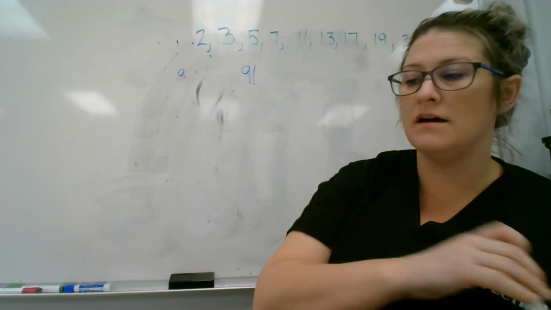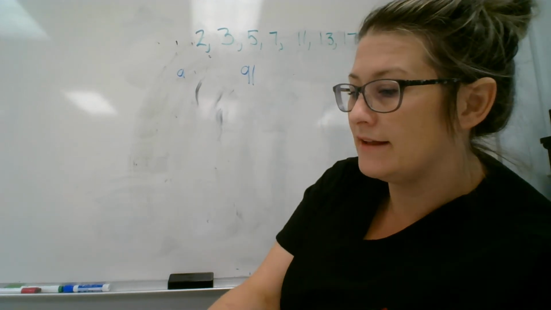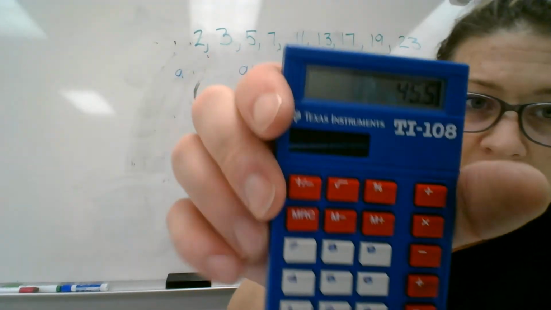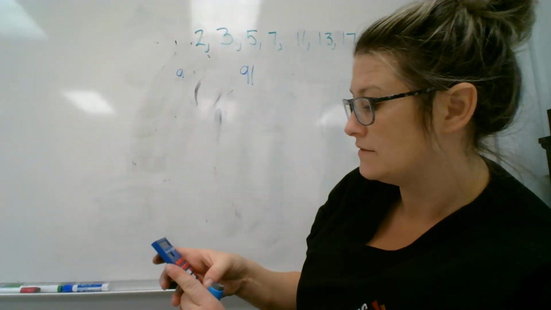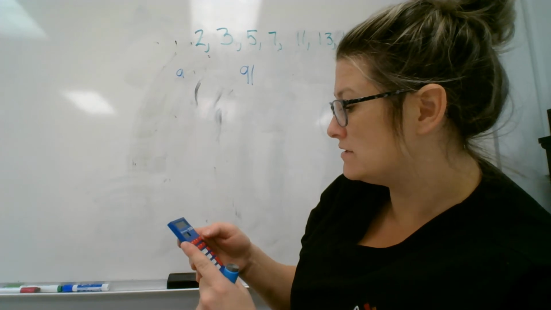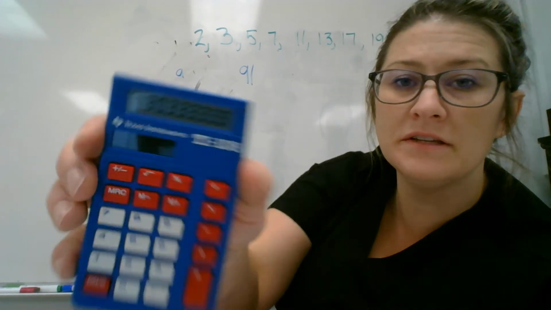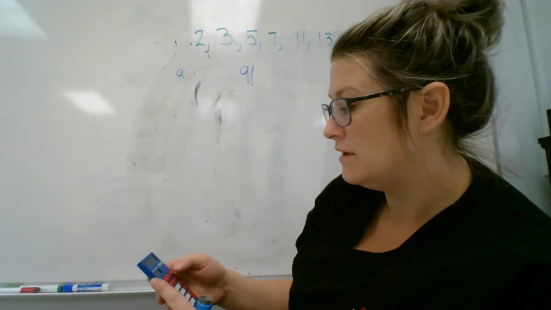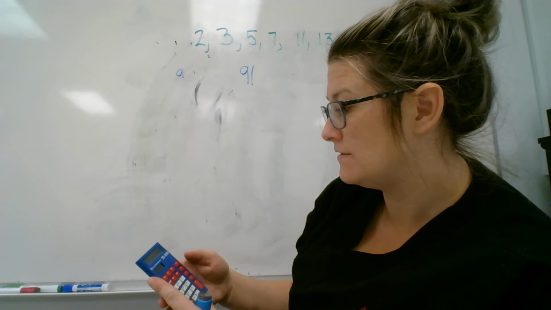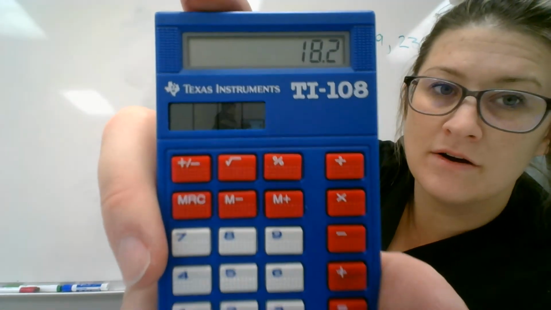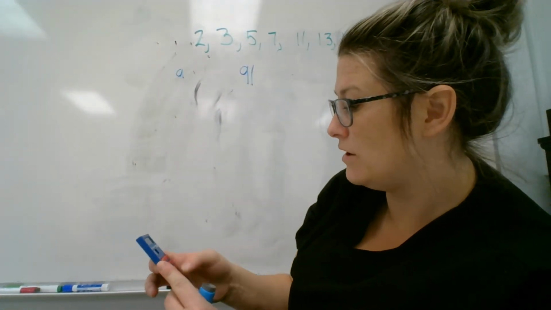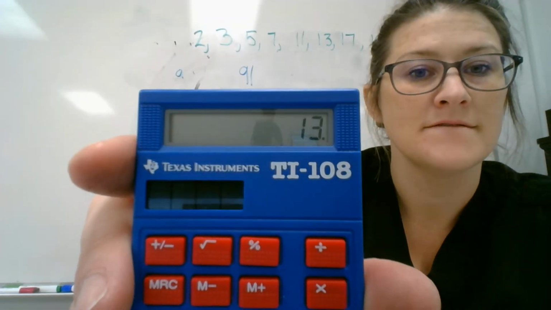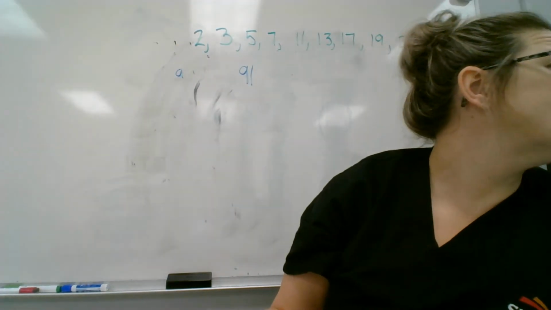All right. So 91, let's see. 91 divided by 2. Does it go in evenly? No. Next number, 91 divided by 3. Does that go in evenly? No. 91 divided by 5. Does that go in evenly? No. 91 divided by 7. Does that go in evenly? Yes.